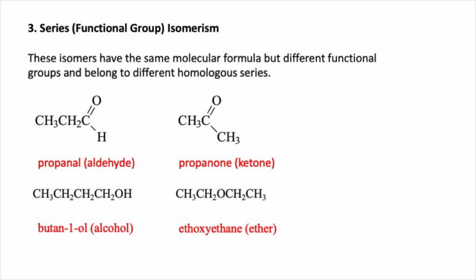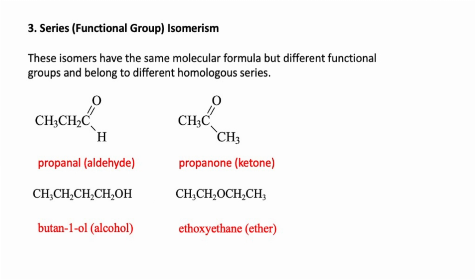So we could have propanal, which is a member of the aldehyde family, and that would be CH3CH2C double bond OH, and that's an aldehyde. Or we could have propanone, which is CH3C double bond OCH3, and that's a member of the ketone family. They're members of different families. They're members of different homologous series. However, they have the same molecular formula, C3H6O. And that's why they're classed as series isomers, because they're members of different homologous series.